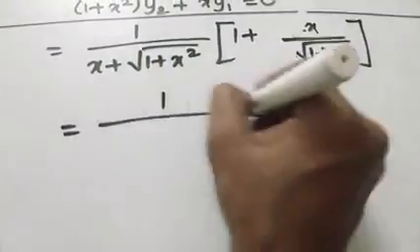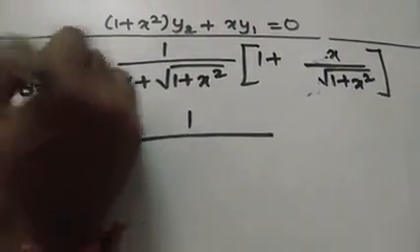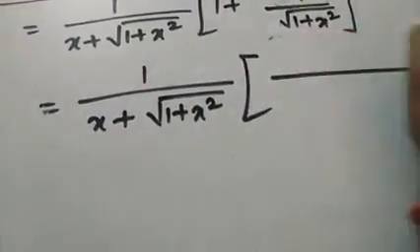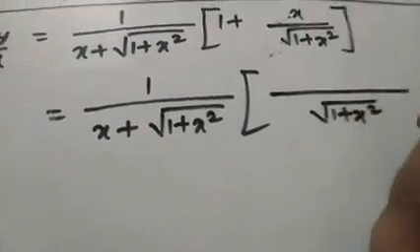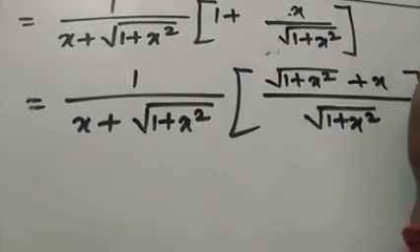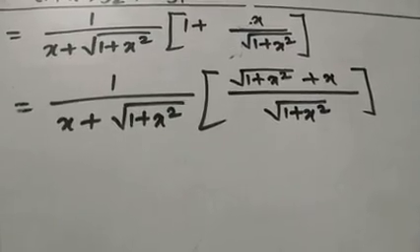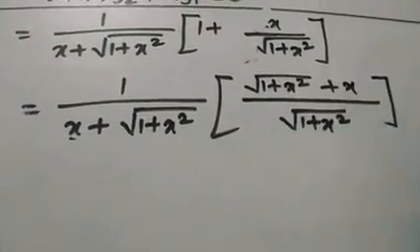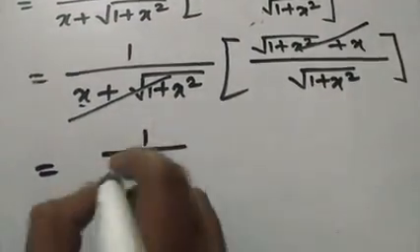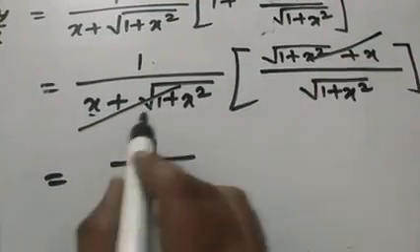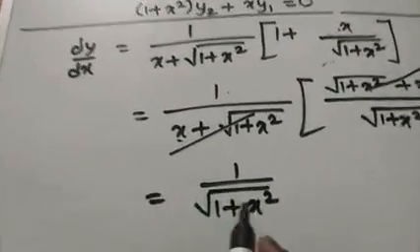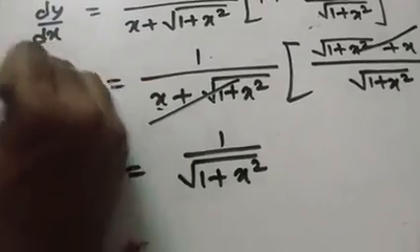Not taking the LCM, this is we are finding dy by dx. Taking the LCM, 1 plus x square plus x. We can see that this term are same, so we can cancel these two terms. So finally what remains? 1 from the numerator part, only 1, and the denominator part only root of 1 plus x square. Now this side dy by dx means you can write y1.